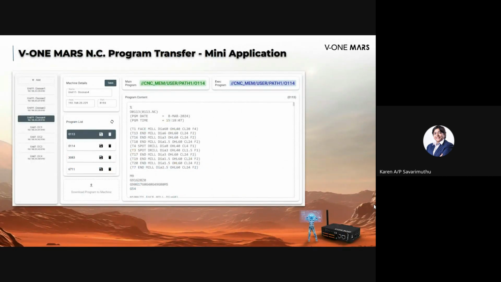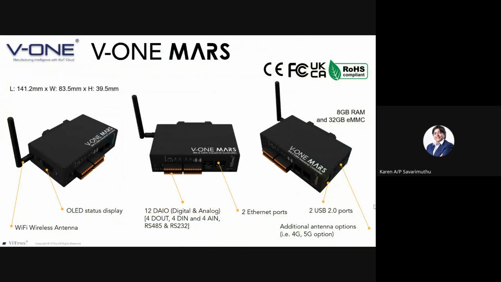And we also have some program transfer kind of mini application that is also available in our V1 Mass, so that this makes it simpler and easier for our customers to integrate. So these are some of the products, what they do and what components they have. Some of you may be interested if you're doing research or studies on how to create certain components. This might be something that can innovate your mind.